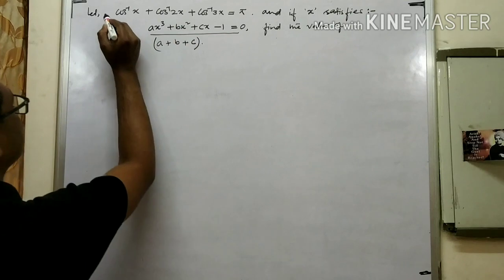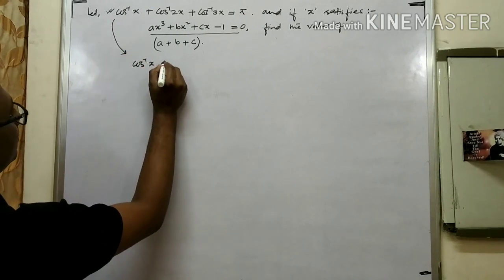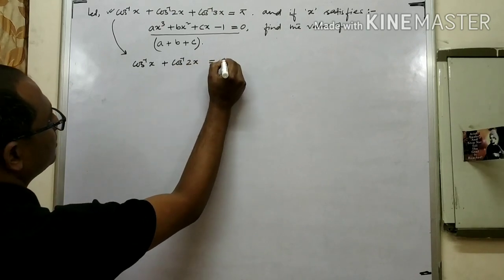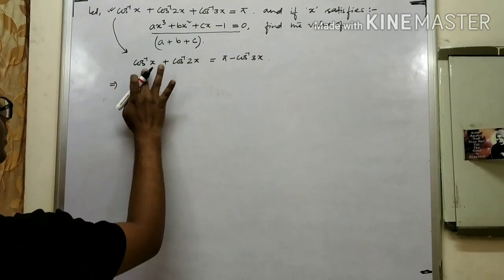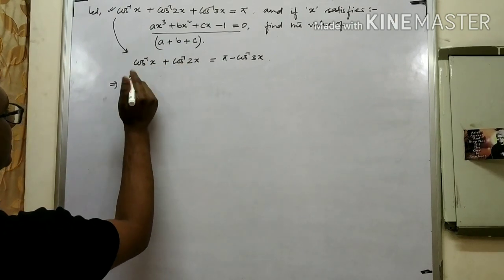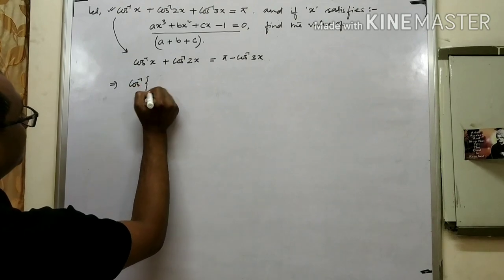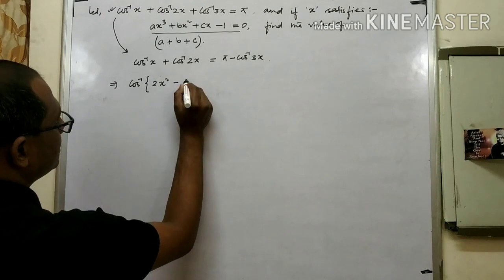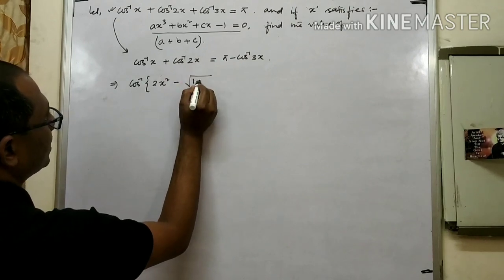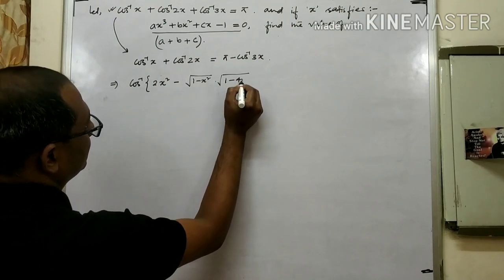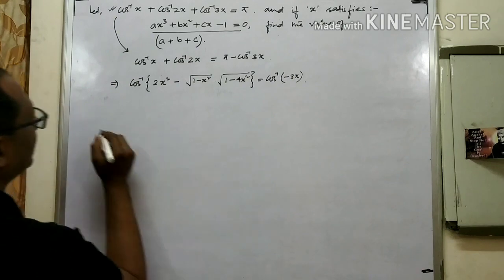There is a possibility that we may solve this. So I am writing cos inverse of x plus cos inverse of 2x is equal to pi minus cos inverse of 3x, transposing the third term there. We will apply the first formula for cos inverse of x plus cos inverse of 2x, because nothing is given, so we will go for the principal value branch of x. So cos inverse of xy, that is 2x square minus x, root over 1 minus x square into root over 1 minus 4x square. And on the right hand side, pi minus cos inverse of 3x we will write as cos inverse of minus 3x.